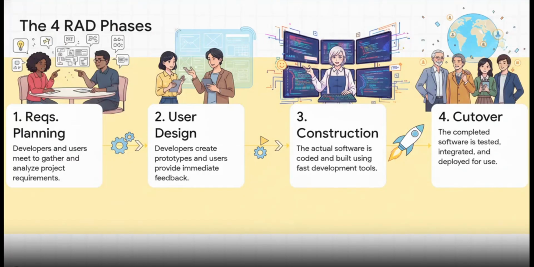So, it all kicks off with phase one: requirements planning. This is where everyone, developers, users, stakeholders, gets in a room and agrees on what the goals are. Then comes the really cool part: phase two: user design. This is the absolute core of RAD. Developers whip up quick prototypes, and users immediately get to play with them and give feedback. That feedback directly fuels phase three: construction. This is where the real heavy duty coding happens. And finally, you have phase four: cutover. That's the big handoff, where everything gets tested, plugged into the existing systems, and launched for everyone to use.